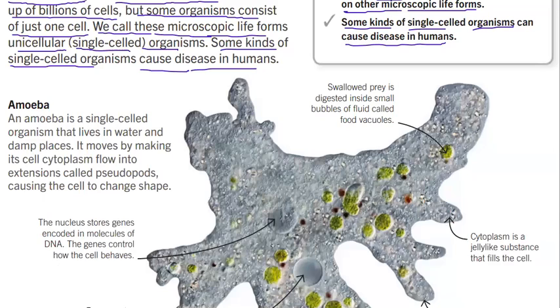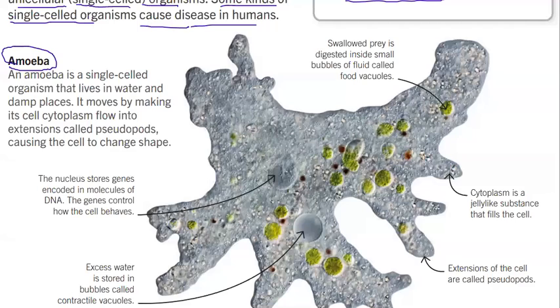Now, we can see this example of single-celled organisms. Amoeba is the example for it. The most important picture, the diagram we are observing, is that amoeba is a single-celled organism that lives in water and damp places. It moves by making its cell cytoplasm flow into extensions called pseudopods and causing the cell to change shape.